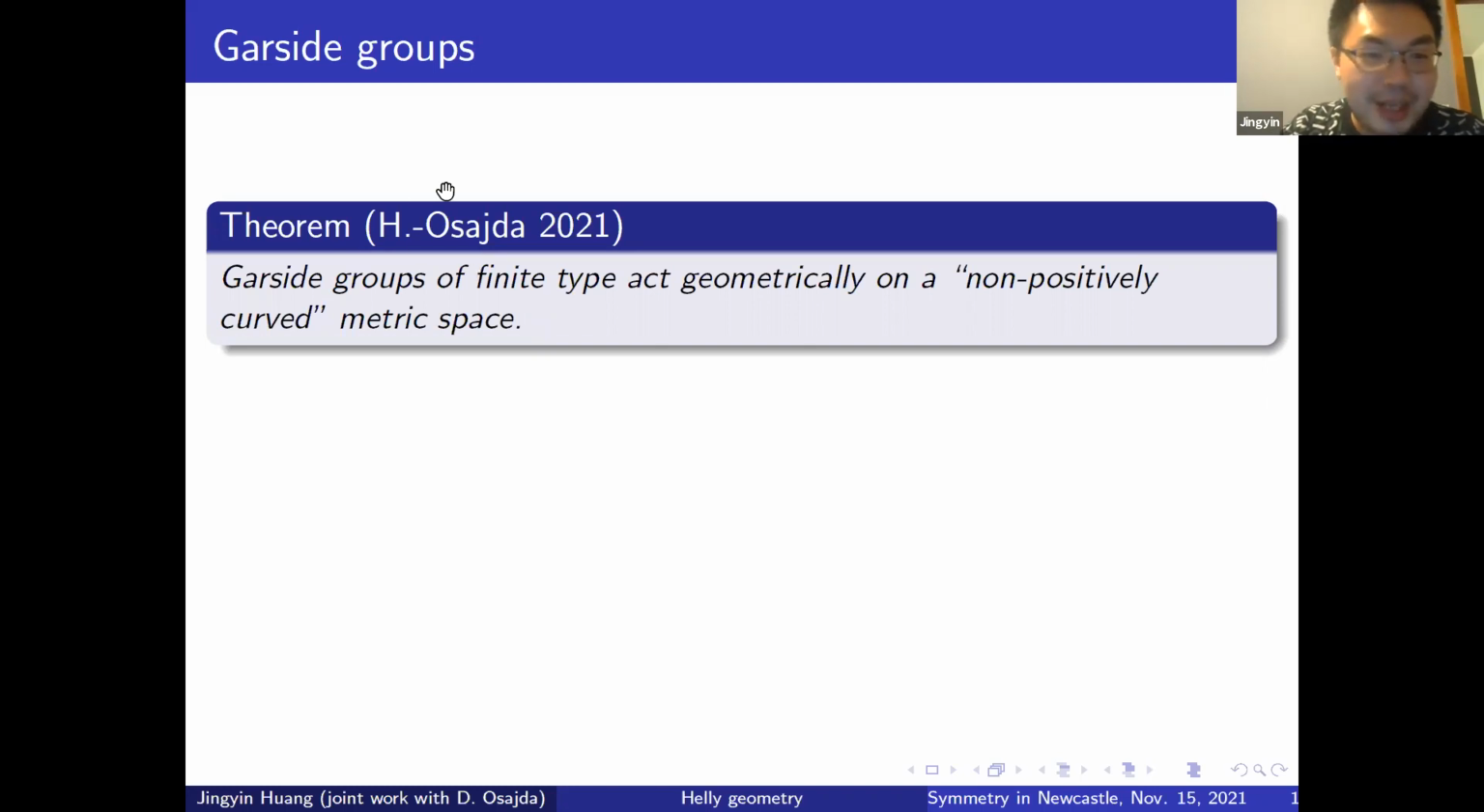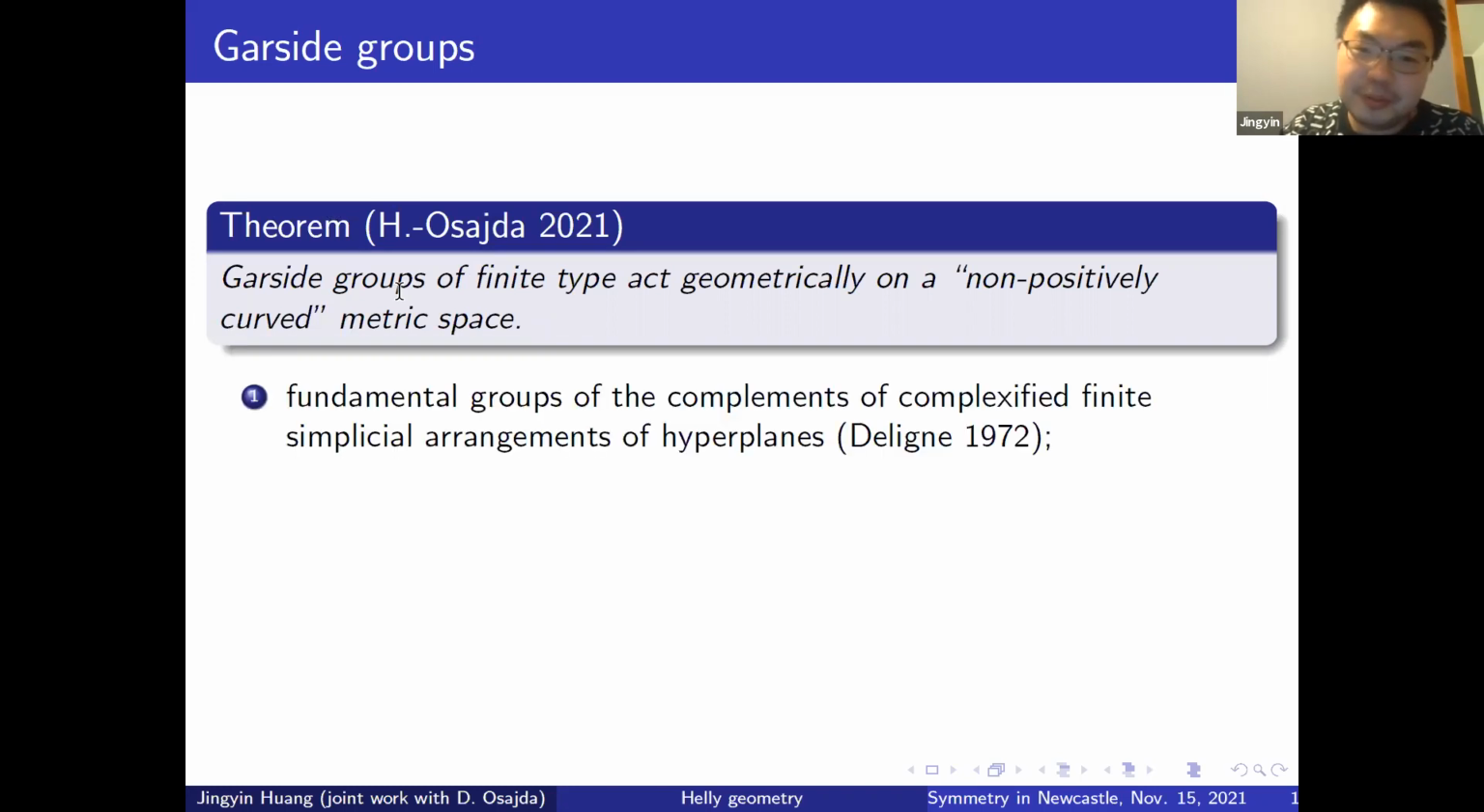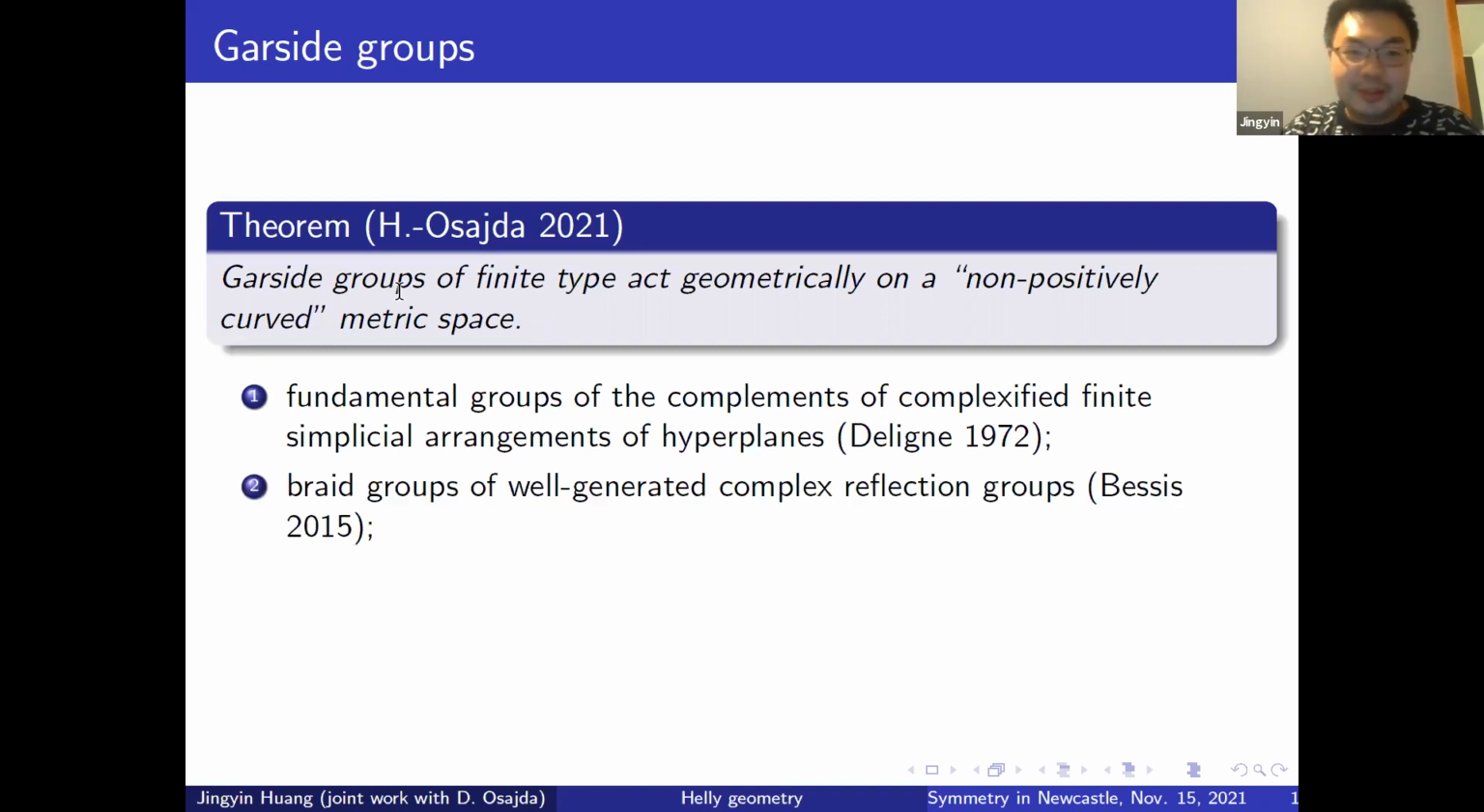So the definition of a Garside group is quite technical, so I won't get into that, but I want to give you some examples. The main example is the fundamental groups of a certain hyperplane complement. As we've seen before, in the definition of Artin group, we usually take some cones and then remove a collection of hyperplanes, and then we look at the fundamental group of the complement. And then you can ask a more general question.